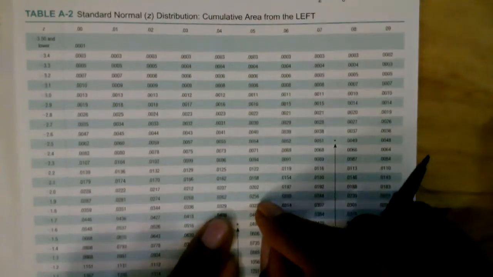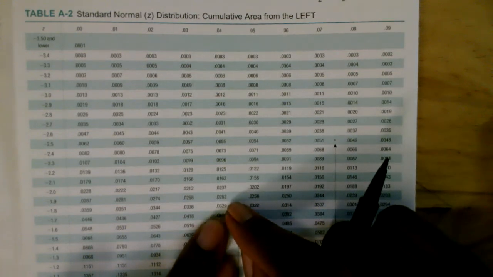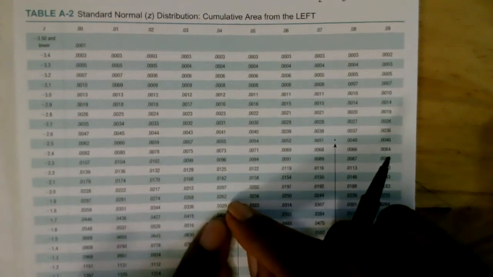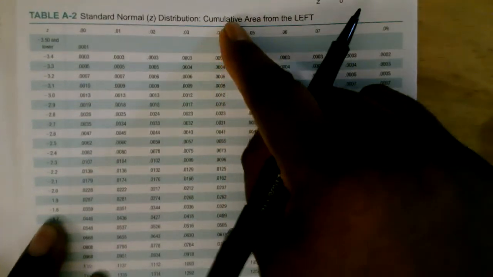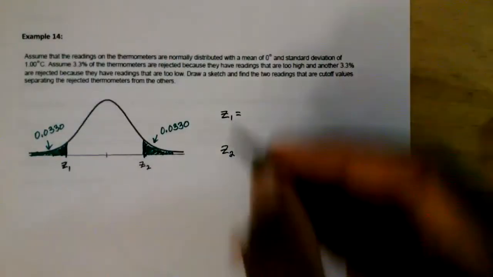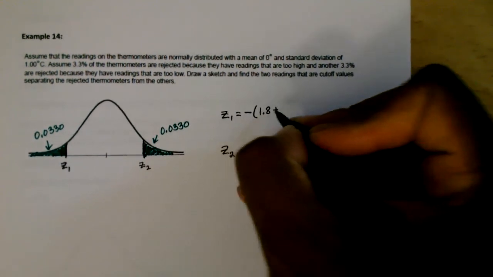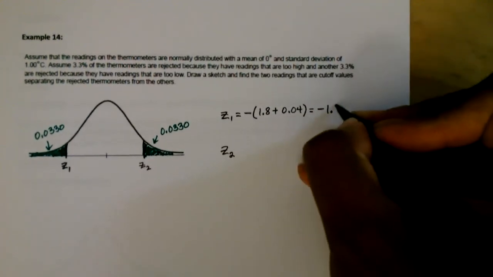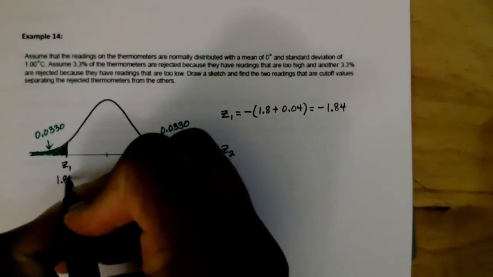I'm going to use this one that says 0.0329 right here. That's about 1/10,000 of a point less than that. And the corresponding z-value for that 0.0329 will be negative 1.8 and then 0.04. So that's going to be negative 1.8, and then I'm going to add to it the 0.04. And that would be negative 1.84. So this is negative 1.84 over here.